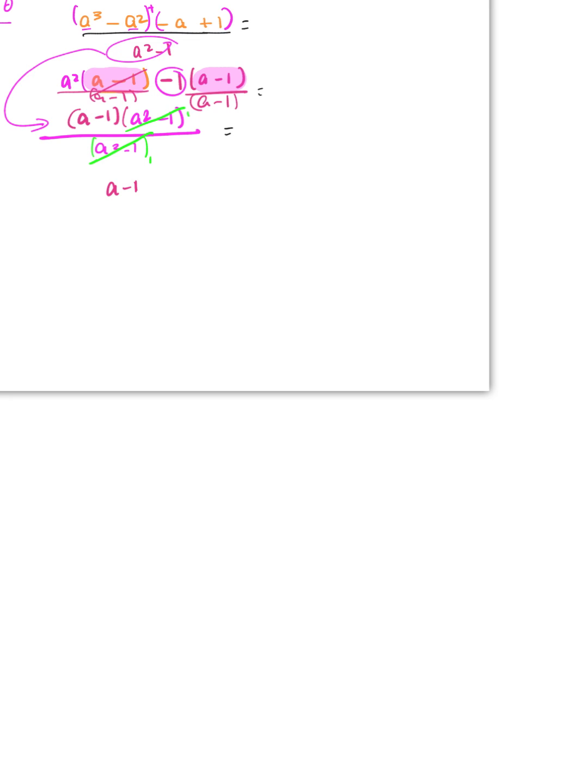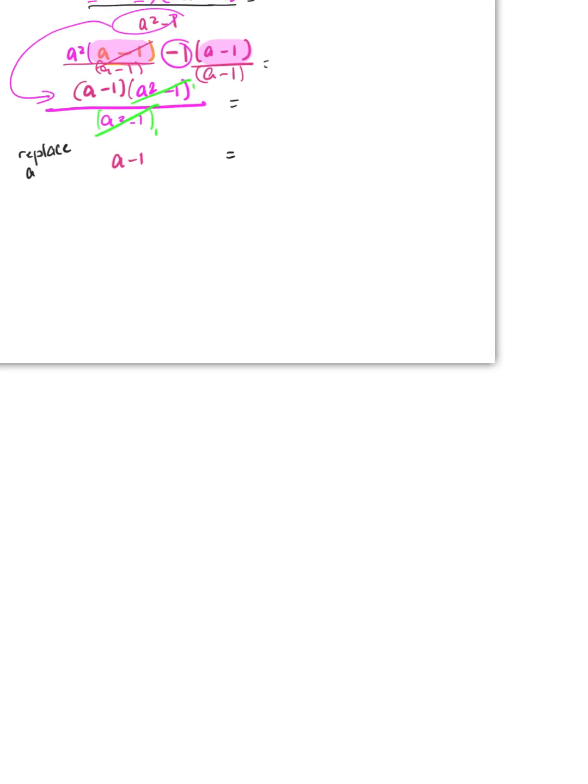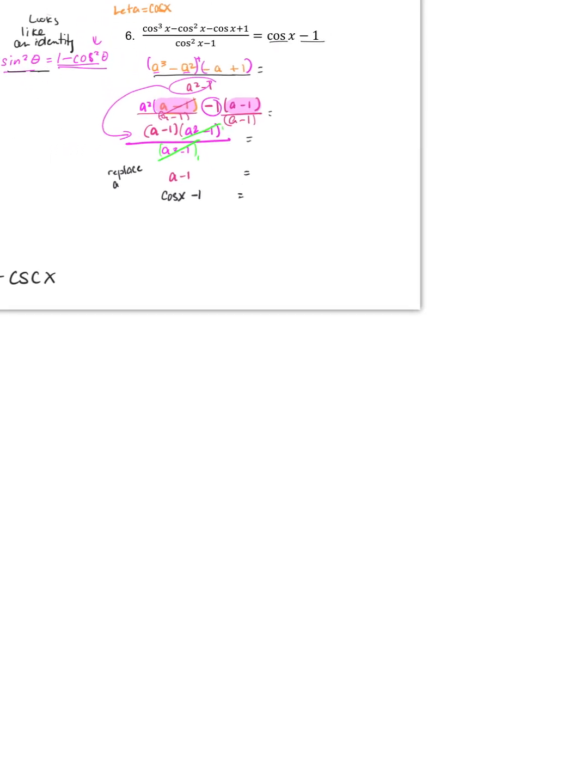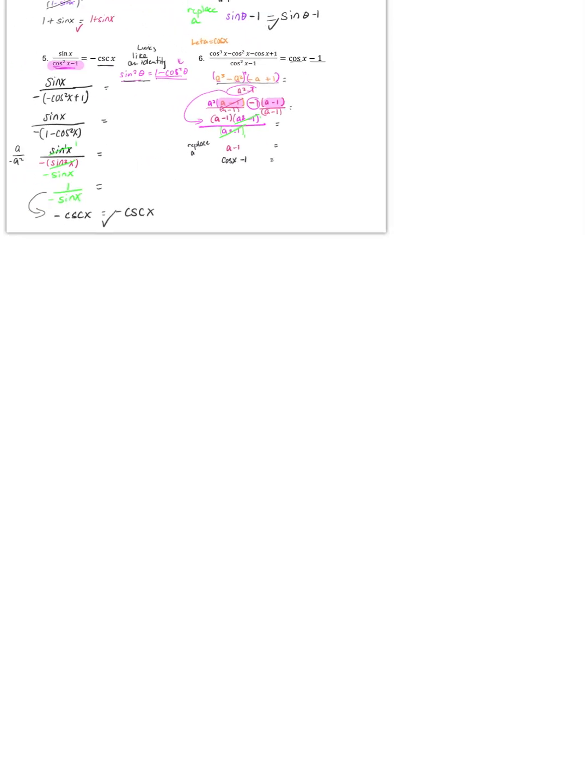But I'm not quite done, because now I need to replace a. So remember, you can start with the trig function, you must end with the trig function. So a is now, a we said up here, again, it was cosine x. So this is cosine x minus 1. And is that what we had on the other side? Yes, we did. Cosine x minus 1.